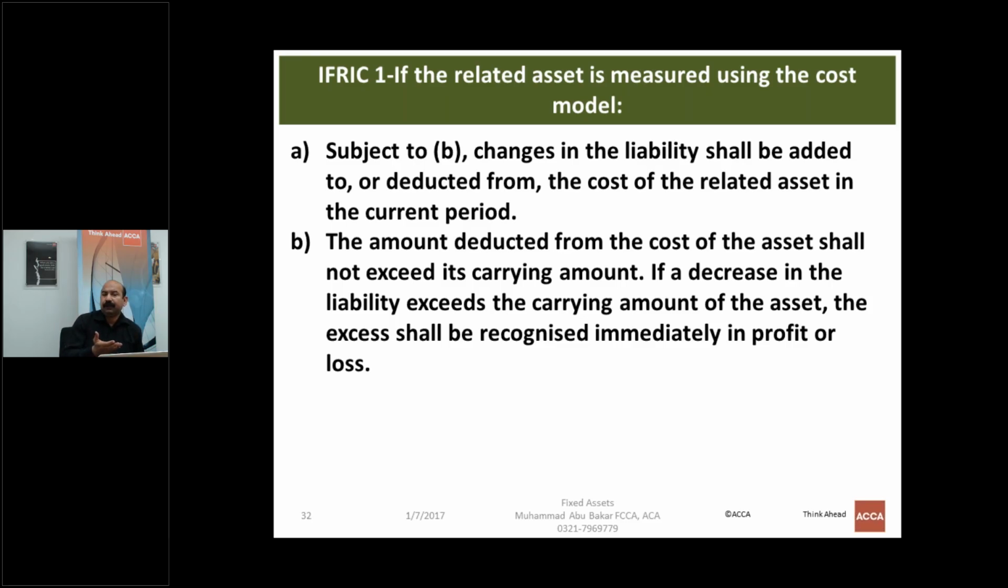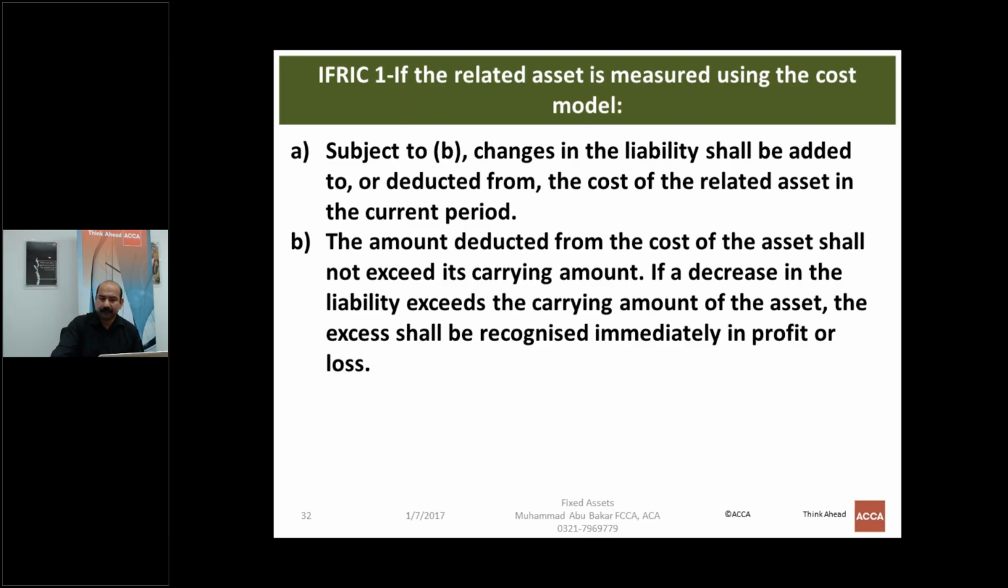When your restoration and dismantling liability is decreasing, you will be debiting that account, and you will be crediting the fixed asset account. But make sure your fixed asset should not become negative, because an asset can be zero or positive, it cannot be negative. If a decrease in the liability exceeds the carrying amount of the asset, the excess shall be recognized immediately in profit or loss.